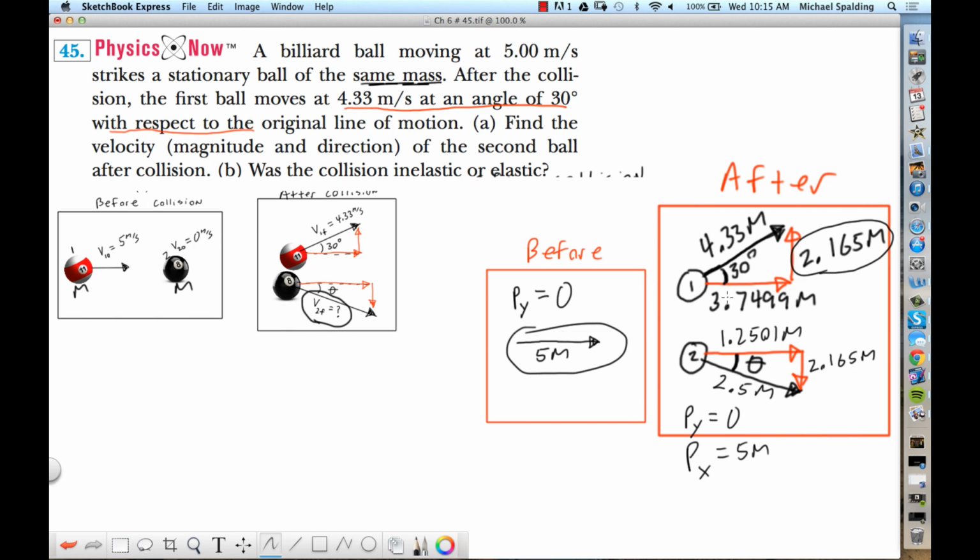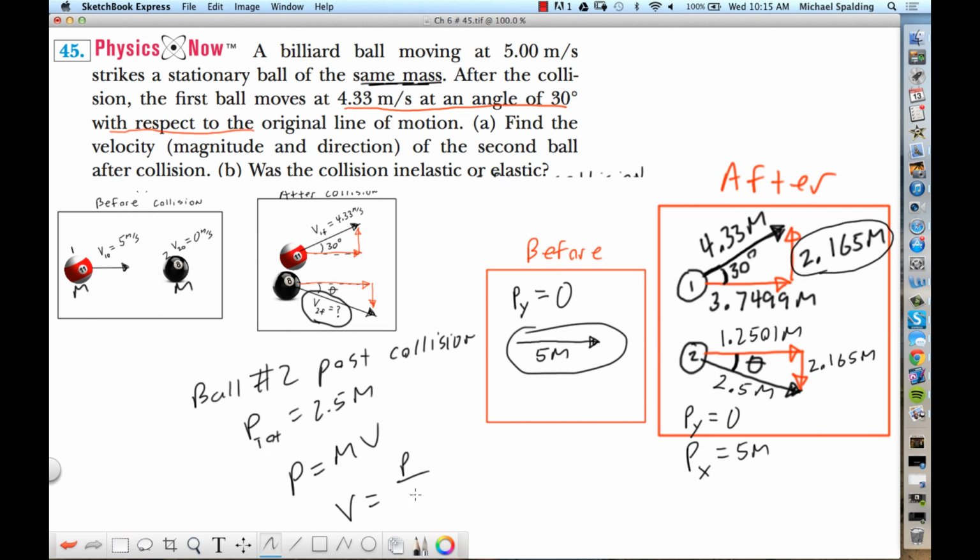So now we can figure out the velocity. So for ball number 2, post collision, we figured out the hard part. What's the total momentum of ball 2? 2.5 m. What's momentum equal to? Mass times velocity. So what's velocity going to be? Momentum over mass. So you go 2.5 m, the mass is m, so the velocity must be 2.5 meters per second.